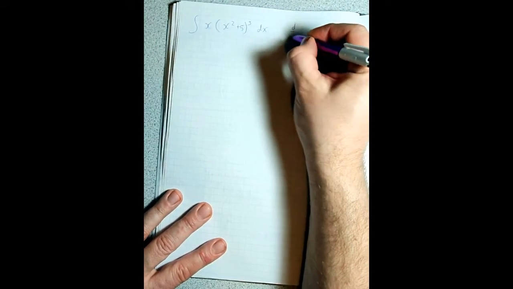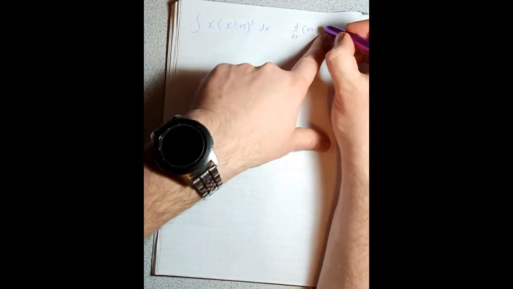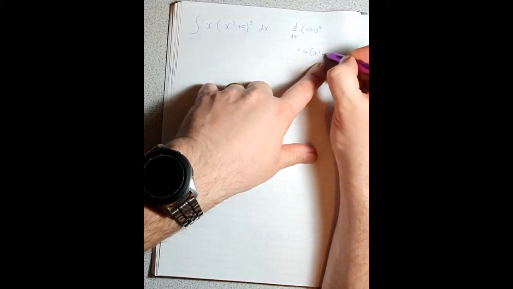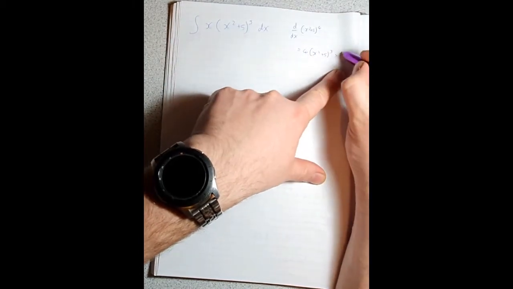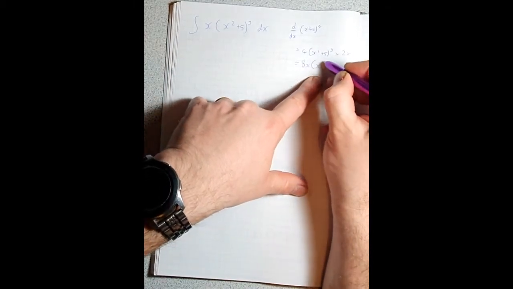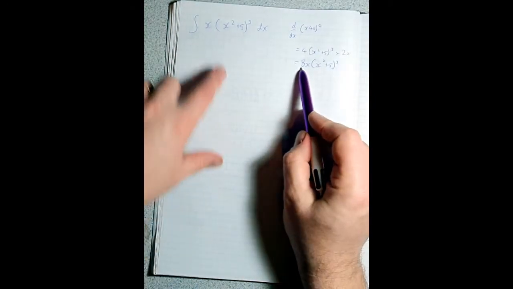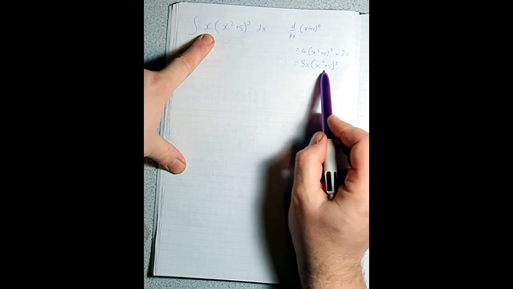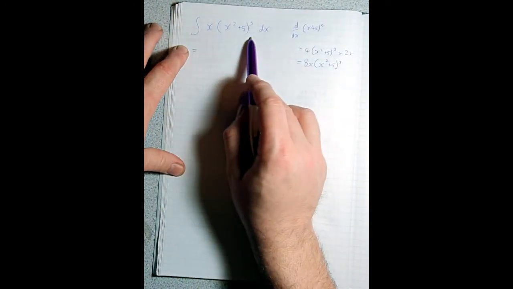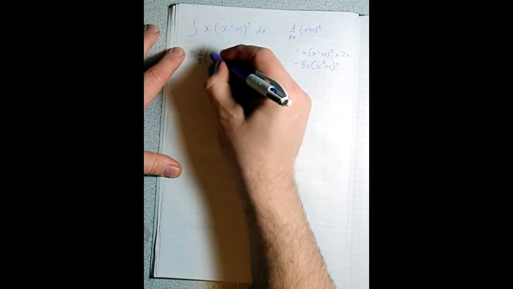So I'm going to attempt to differentiate x squared plus 5 to the 4, and that's 4 lots of x squared plus 5 cubed multiplied by 2x. So 8x times x squared plus 5 cubed, which is 8 times as big, but I can easily fix that with a constant. So the integral of this expression must be an 8th x squared plus 5 to the 4.